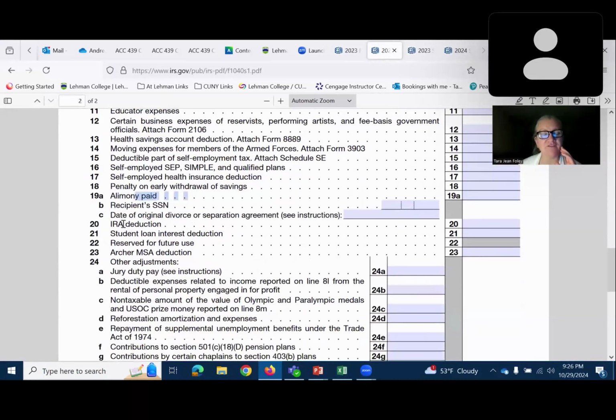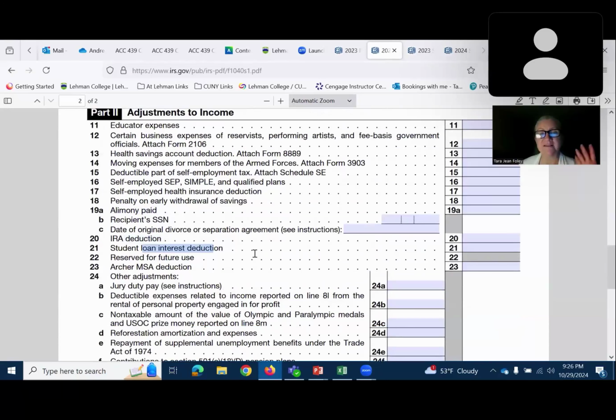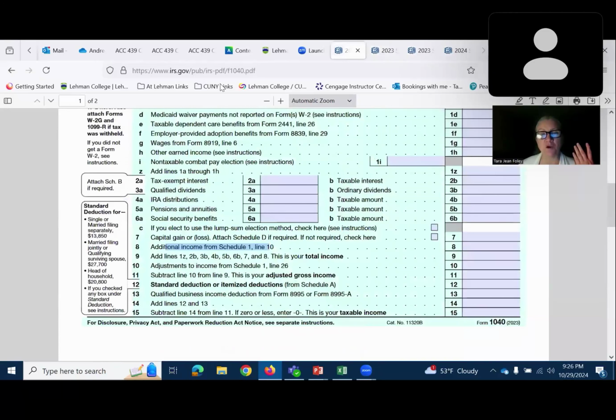Alimony paid. IRA, if you pay money to an IRA, you can deduct that here. If you paid student loans and had interest that you paid, you can deduct it here. So there are so many deductions out there, and so many of them are above the line, above the adjusted gross income line. They're deductions for AGI, for calculating AGI, right? But then you also have deductions from AGI, which is your standard deduction or itemized deduction, which is your Schedule A, and your qualified business income deduction. We haven't talked about this line 13 before, but we're going to go through it today.